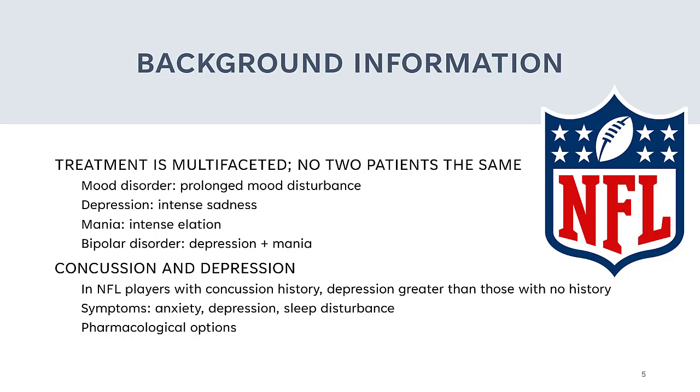Cases of intense sadness are termed depression, and intense elation is termed mania. Depressive disorders are characterized by depression. Bipolar disorders are characterized by varying combinations of depression and mania. Depression and bipolar disorder are the most common mood disorders encountered by athletic trainers in the sports medicine setting.